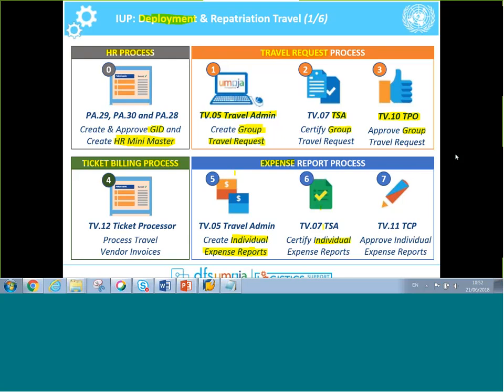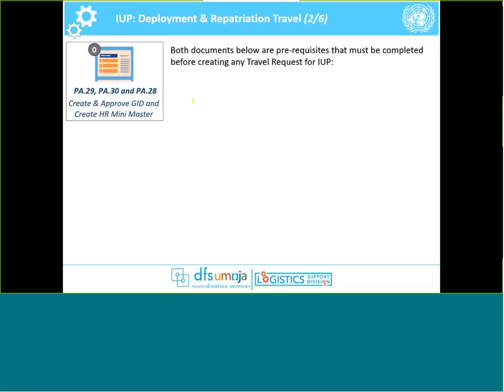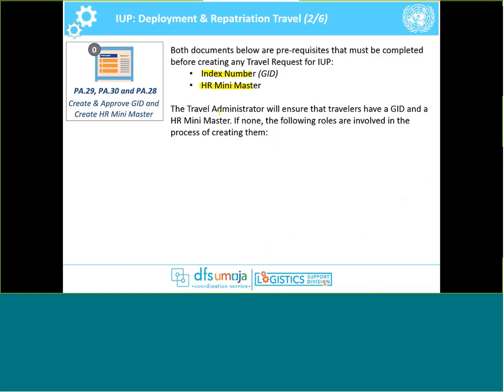All right. So we said that the travel request part is managed as a group, and the expense report part is managed individually. The same thing as for shipments. So shipments are also managed individually. So the HR part, we said it's a requirement, so we always need the index number, and the HR minimaster is not the responsibility of the travel administrator, it's more the responsibility of the HR office in your mission.